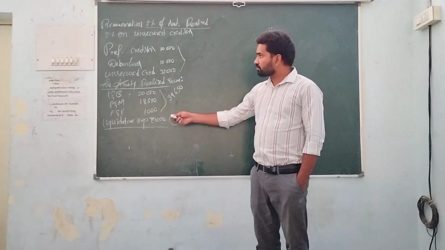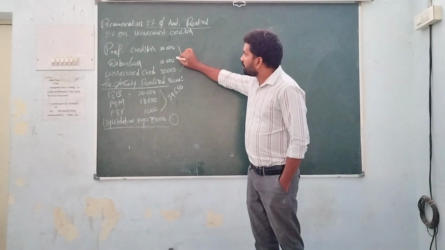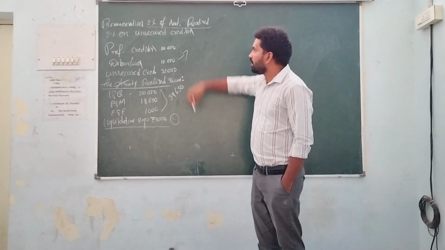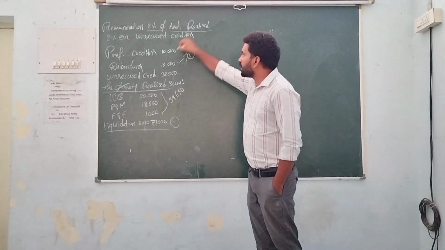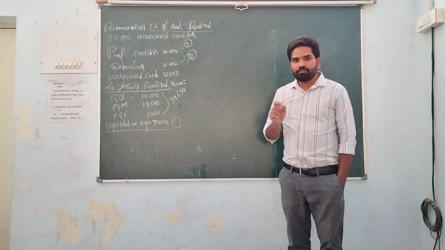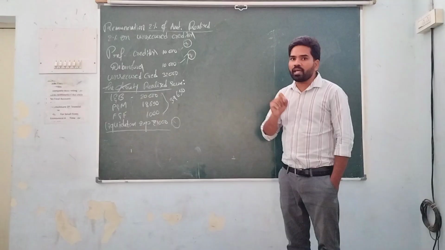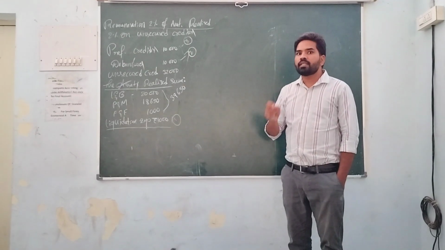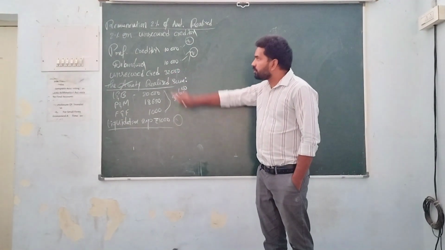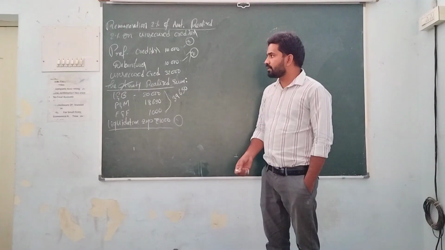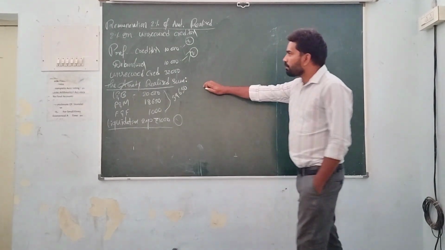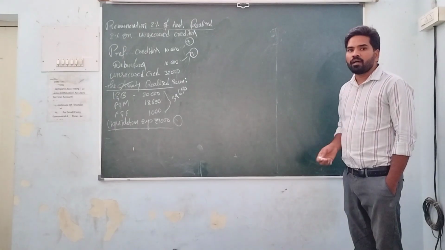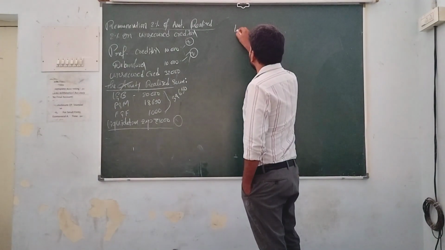Then we have to pay debentures. This is the second payment. Then the third payment is preferential creditors. After payment, if any amount is available, that amount is paid to the unsecured creditors. So based on this data, what we have to prepare is the liquidator's final account.